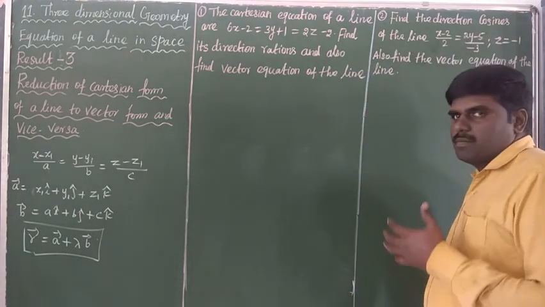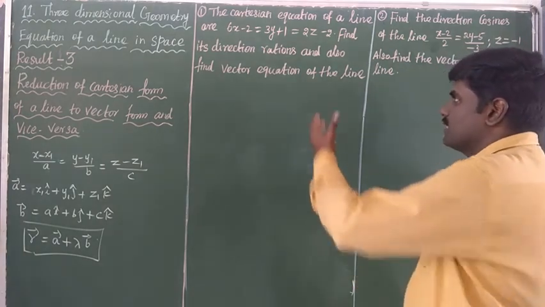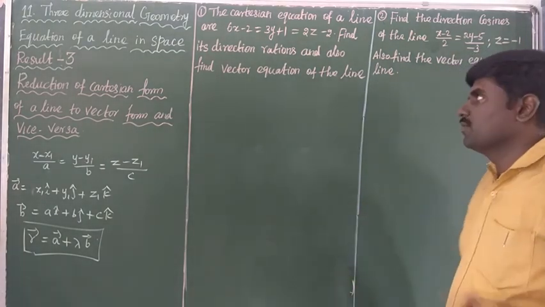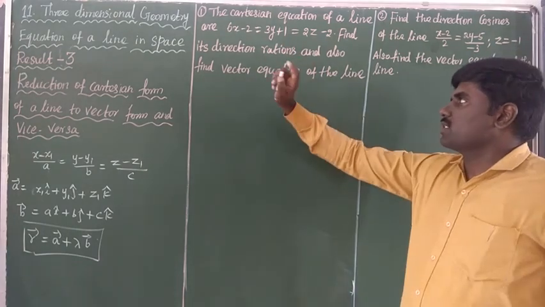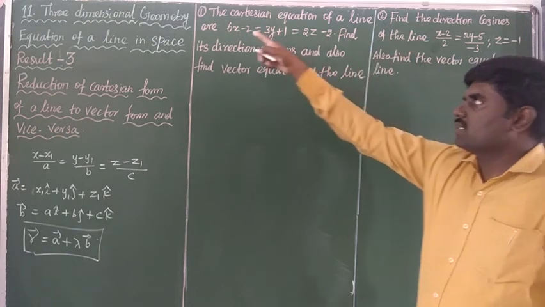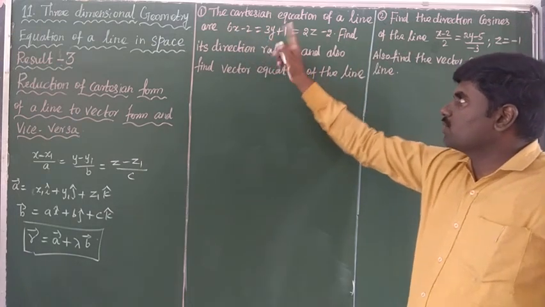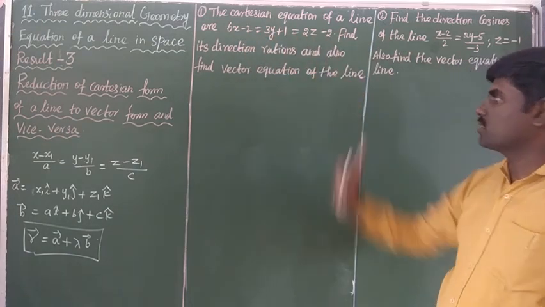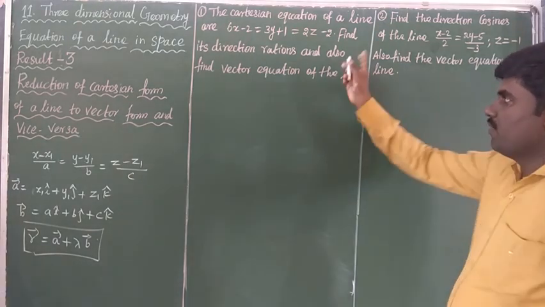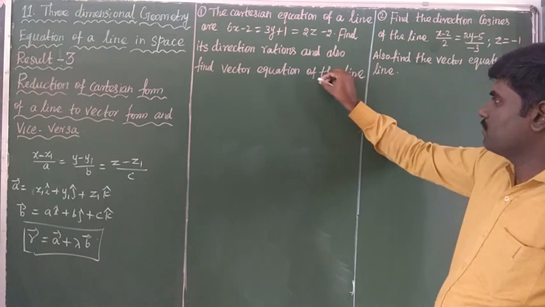Here are two more questions from the board pattern point of view, but this concept-based question will come many times in many competitive exams. So first, what's the first question? The Cartesian equation of the line is 6x minus 2 equals 3y plus 1 equals 2z minus 2. Find the direction ratio. Also find the vector equation of the line.